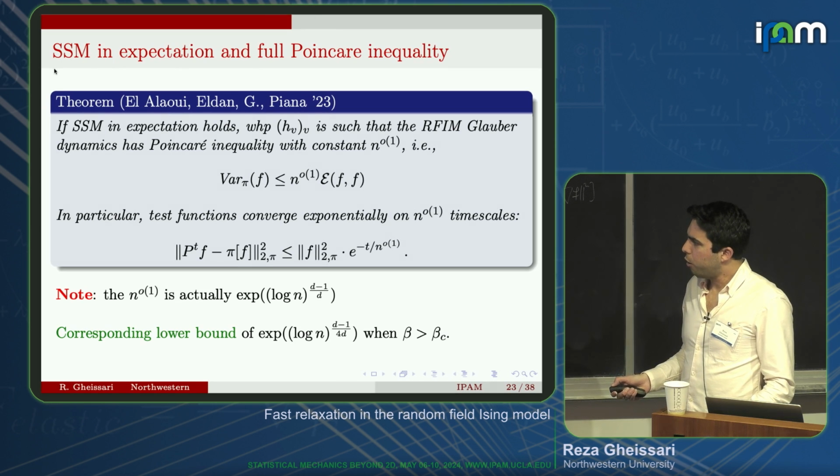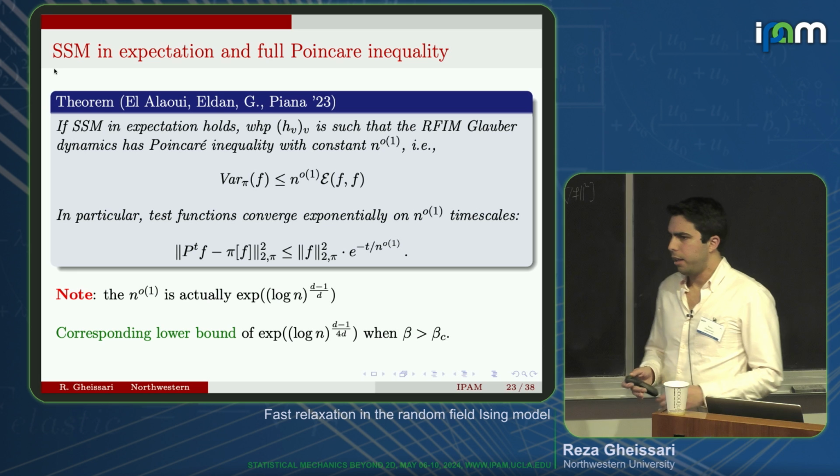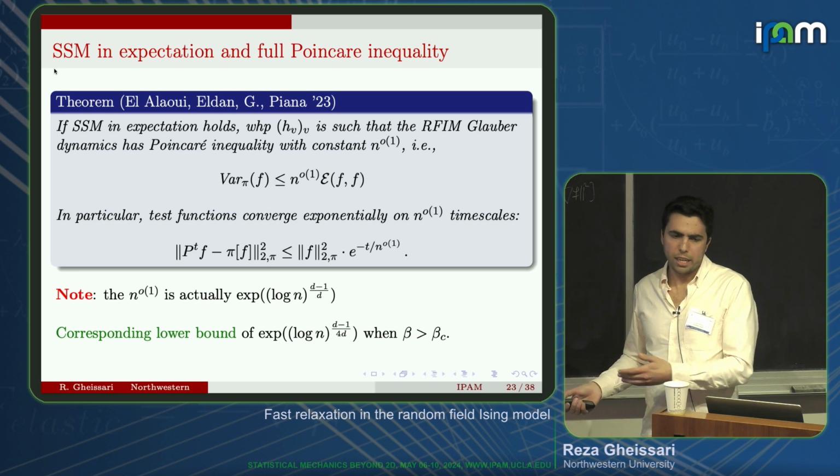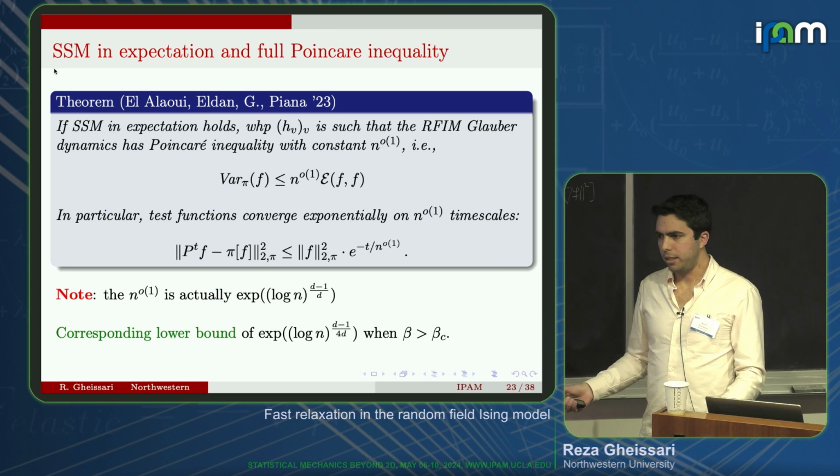So this n to the little o of 1 is actually an exponential of (log n)^((d-1)/d). And this should be the true mixing time in this model. And okay, we didn't work hard, but we show a lower bound that's exponential of (log n)^((d-1)/(4d)). Notice that in true high temperature without a random field, the spectral gap is order 1 and the mixing time is log n.